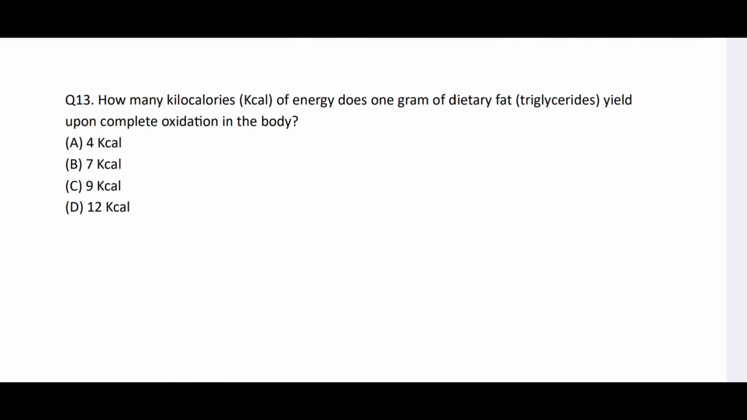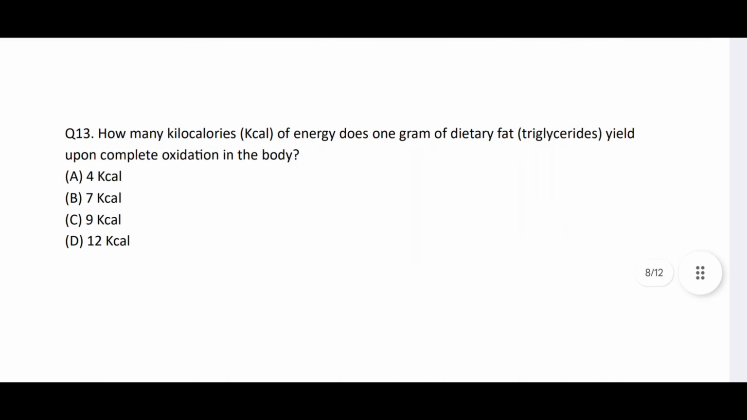So the next question is, how many kilocalories of energy does 1 gram of dietary fat, triglycerides, yield upon complete oxidation in the body? So the right answer will be option C, which is 9 kilocalories, and it is highest among macronutrients, protein, fats and carbohydrates. So fat gives the maximum amount of energy.